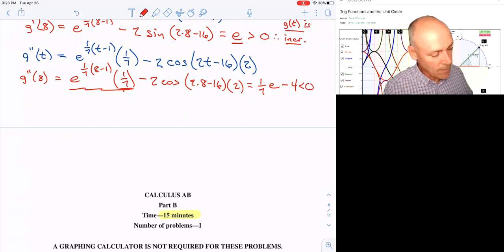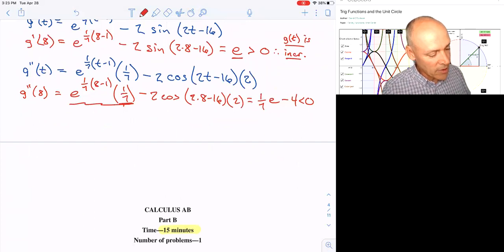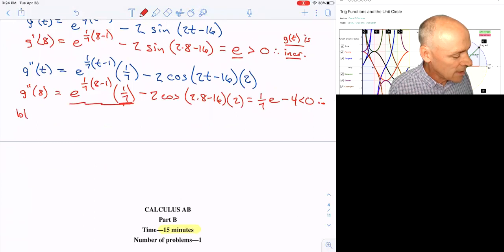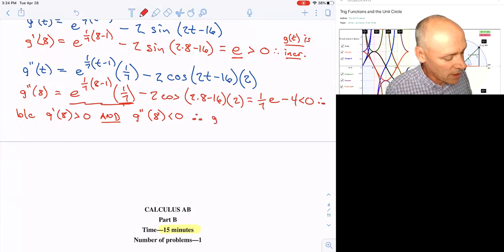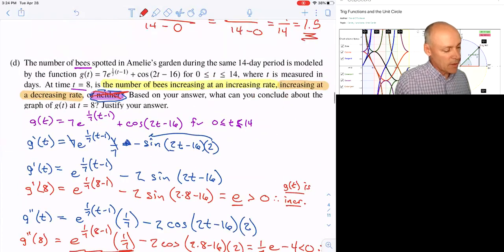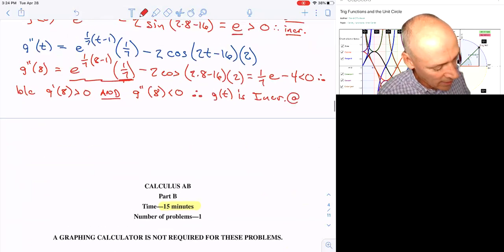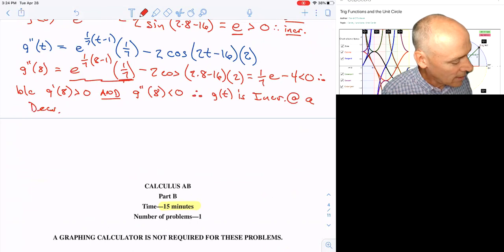So that means what? That g at t is increasing, but we can go to our final conclusion here, and we say that because g prime at 8 is positive and g double prime of 8 is negative, therefore what? g at t is increasing. So it's this one here. It's going to be increasing at a decreasing rate.